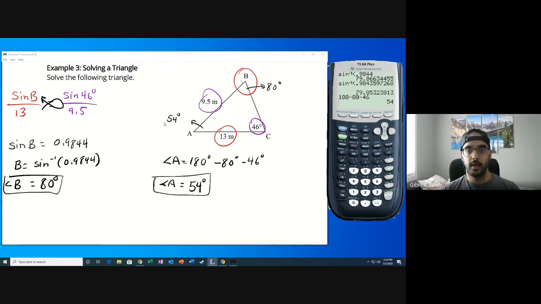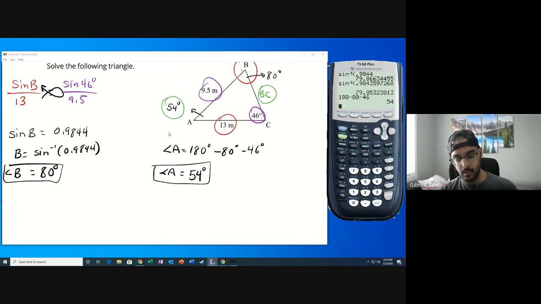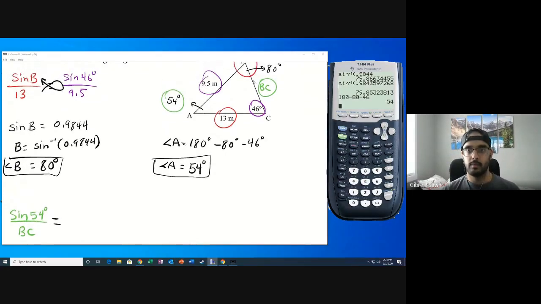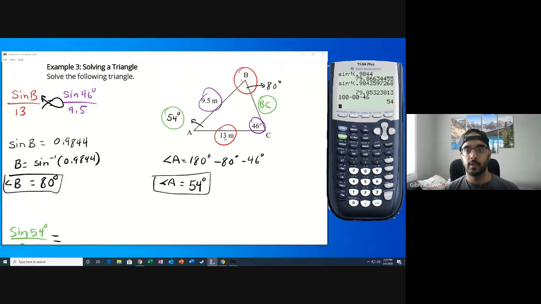Now, I do know that angle. So now I have enough information to do my other side angle pair. So one of those pairs has to be sine 54 over BC. Now the other pair can be any of the other 2 that you want. So you could use the ones in purple, the 46 and the 9.5. You could use the 13 and angle B, that 80 degrees. I'm going to use the purple ones because I was given both of those dimensions, which means I didn't have to do any calculations to get them.